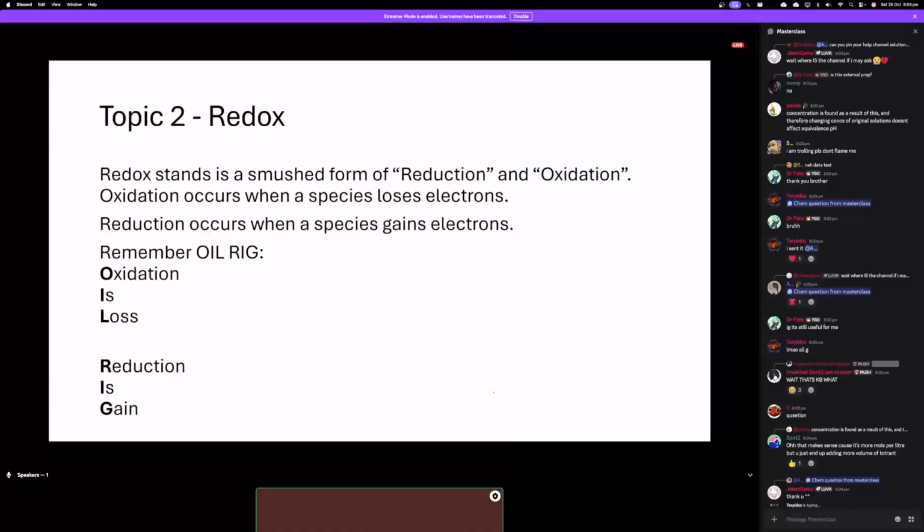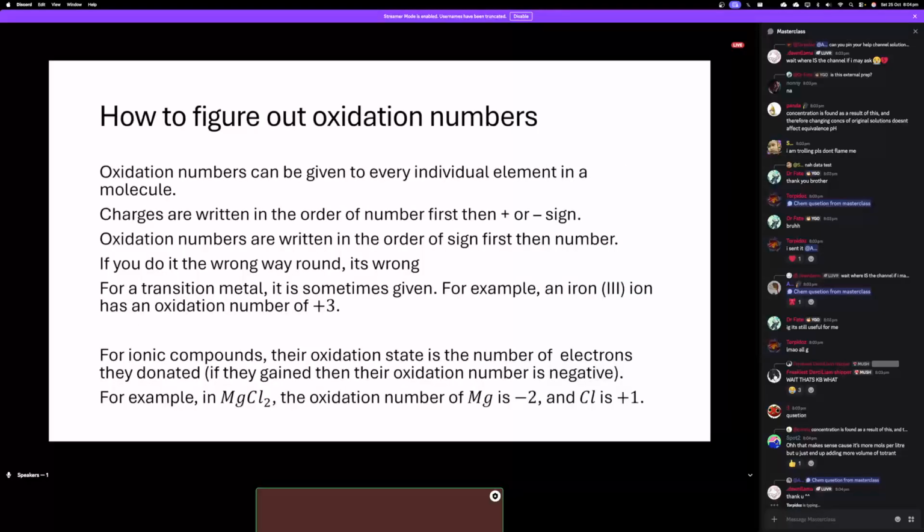For redox, the first thing is oxidation numbers, and this is really important. I will spend a couple of slides on this because oxidation numbers are the fundamental bit of all of this. Oxidation numbers are all about quantifying the loss and gain of electrons. They can be given to all the elements in a molecule, so if I had H2O, I can give one to all the H's and all the O's.